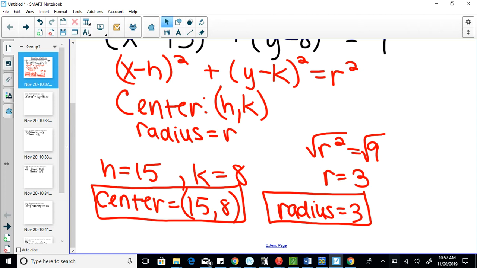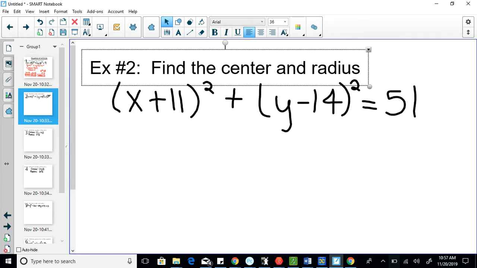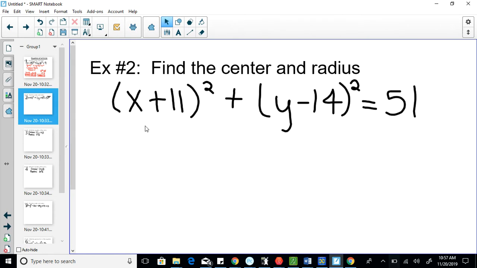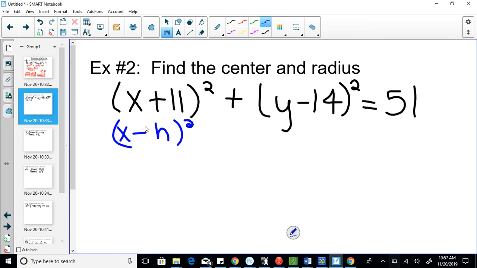We're going to do another one just like this one. Example 2, once again, we're going to find the center and the radius. This time I have (x + 11)² + (y − 14)² = 51. Once again, it's a great idea to write it in order, lined up with your standard equation: (x − h)² + (y − k)² = r².